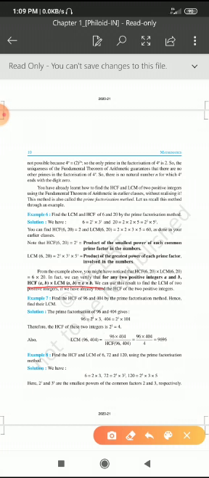Example 7. Find the HCF of 96 and 404 by using the prime factorization method. Hence find their LCM. To find it by using the prime factorization method, first we have to prime factorize those two. Now how to find the HCF? HCF is the product of the smallest power of each common factor. First of all, see what is the common factor? 2. Only 2 is the common factor.